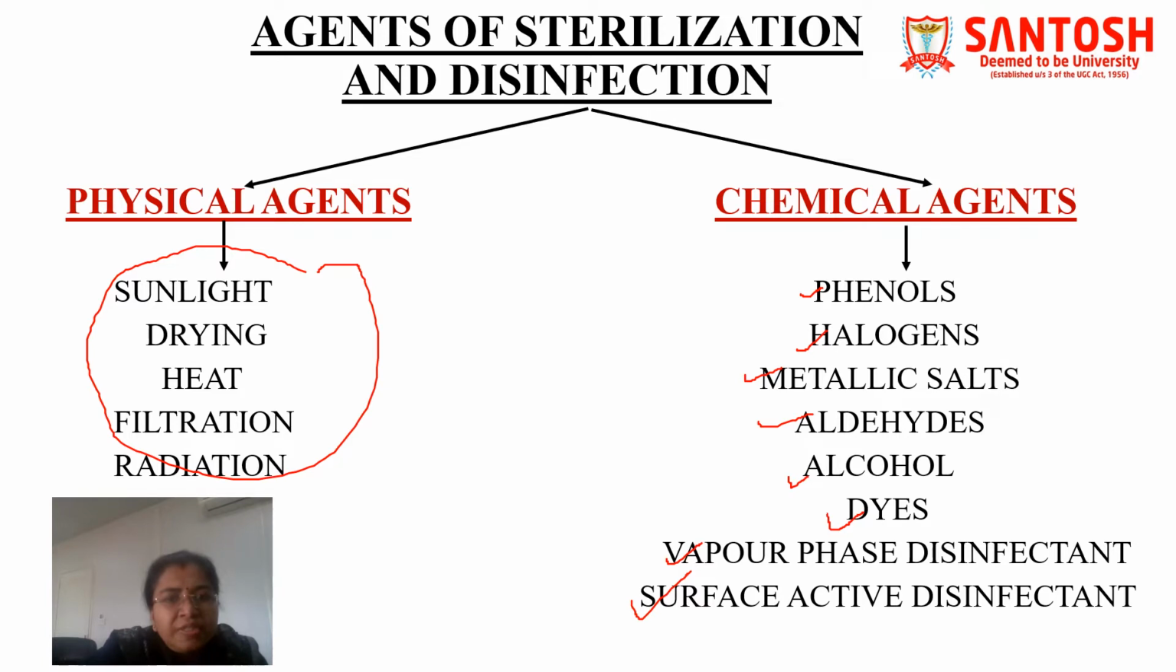Okay, so the disinfectants are broadly classified into two major categories, either physical or chemical. This physical part is what I am going to discuss today, and the chemical one is altogether a different lecture. Okay.